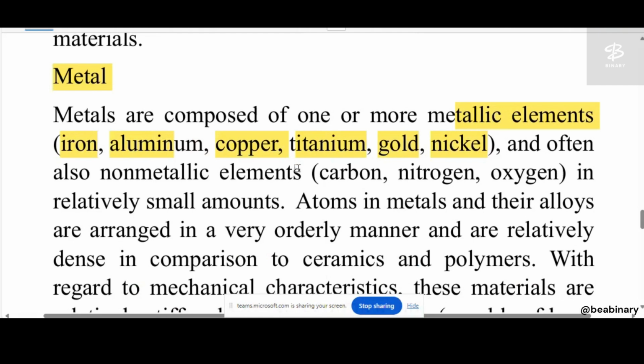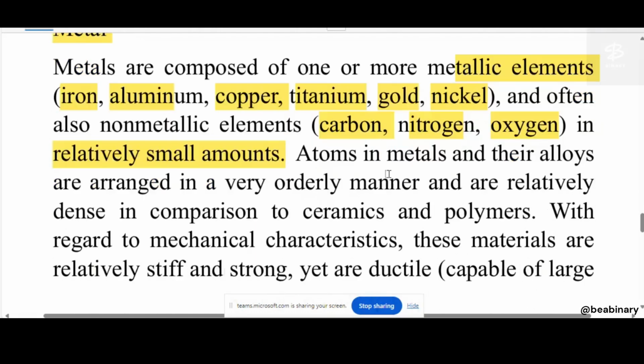You could have only metal. You could have a combination of metal and non-metal as well. These are the non-metals: carbon, nitrogen, and oxygen. Lots of other non-metals are present in your periodic table. But if we talk about metals, then these non-metals would be in relatively small amounts. Got it? It could be present, sometimes it could not be. But if it is present, then it would be in a very small amount.